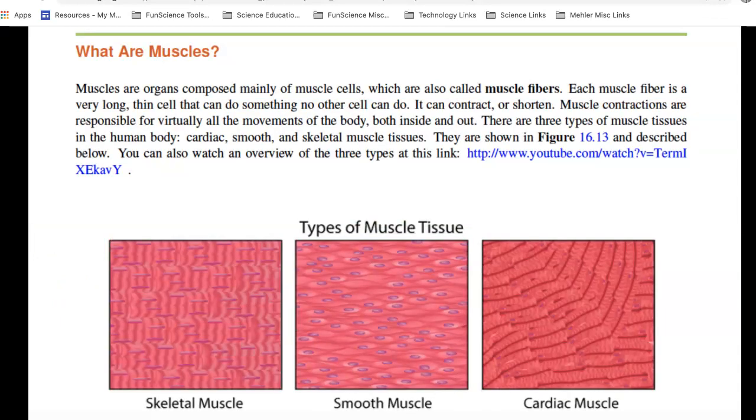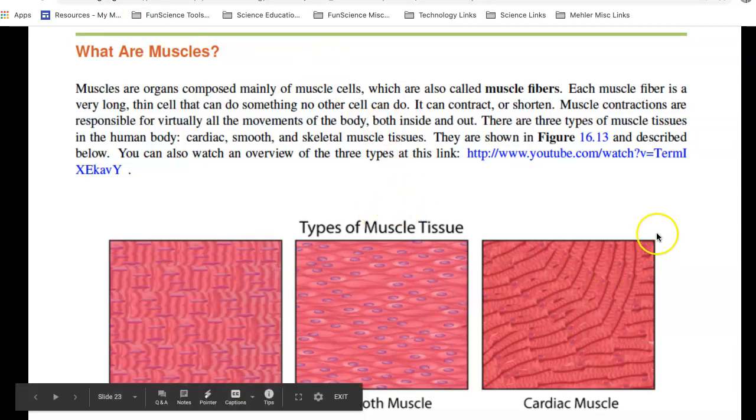So what are muscles? Muscles are made of muscle cells which combine to make muscle fibers, and the only thing they do is contract. These muscle contractions are responsible for all movements of the human body, inside and out. There are 3 types of muscle tissue: skeletal, smooth, and cardiac.